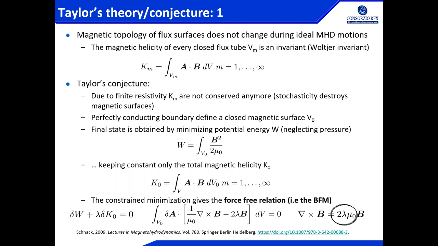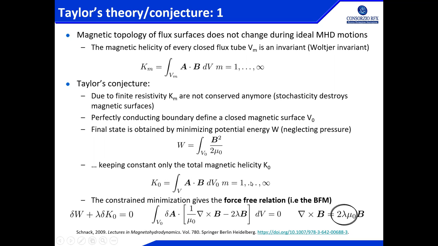So let's say you have your plasma, which is stochastic, but it is contained in a flux container, in a perfectly conducting wall. And so only this surface is the one which is very well defined. And so only the integral over the whole plasma of the helicity is conserved. Ah, yeah, it is wrong. I have to correct it.